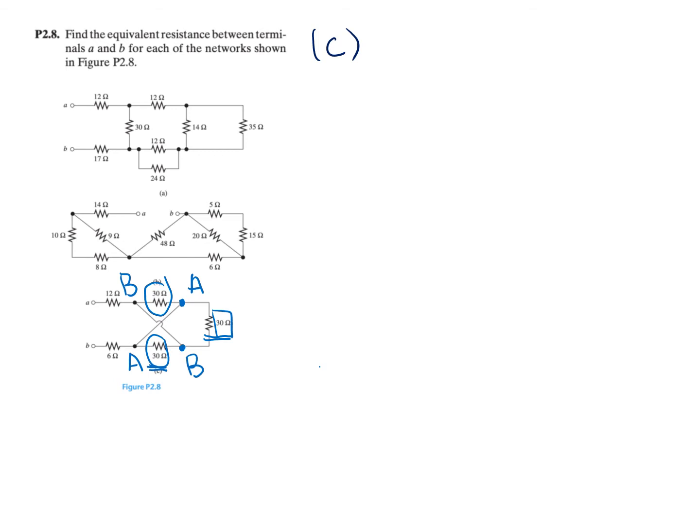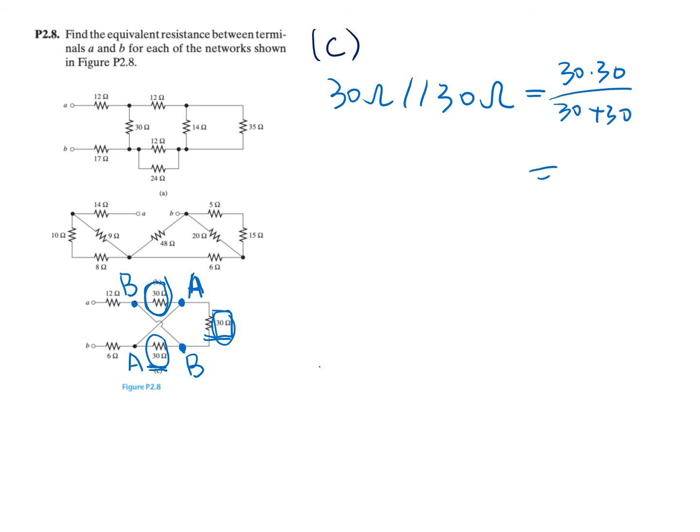For example, here, this 30 ohm resistor and this 30 ohm resistor share node A and share node B, so they are actually connected in parallel. And 30 ohm in parallel with 30 ohm, you will simplify this as 30 times 30 over 30 plus 30, and this value is 15. And now we can redraw the circuit diagram.